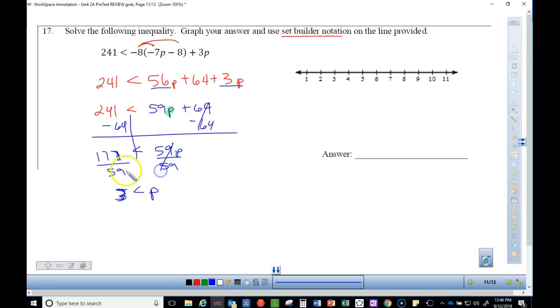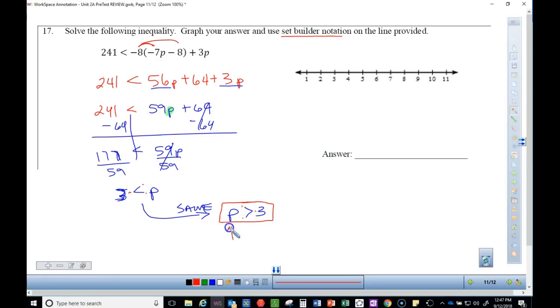All right, nothing had to flip because we didn't have anything negative. So the same as this would be, if 3 is less than p, that means p is greater than 3, right? So the same version would be p is greater than 3. So if the small end was on the 3, the small end is still on the 3. If the wide end was on the p, the wide end is still on the p. So here is the same answer.